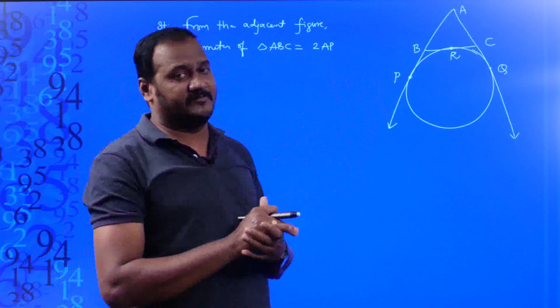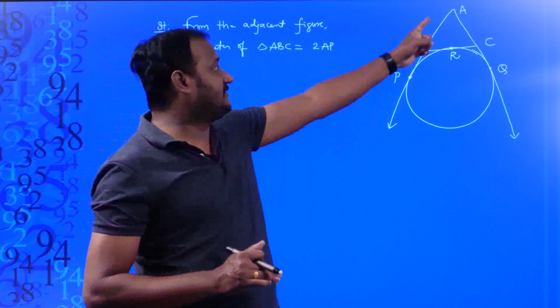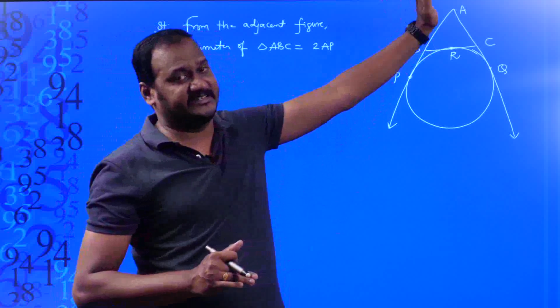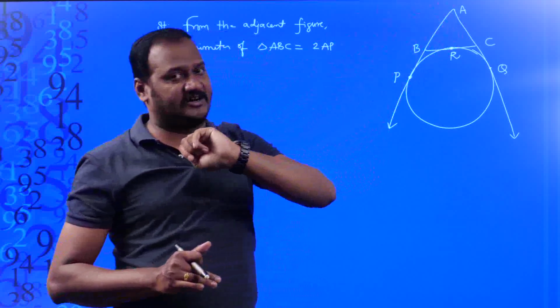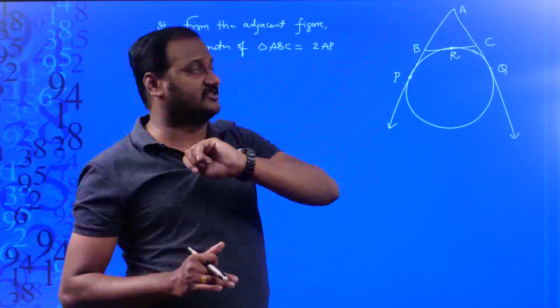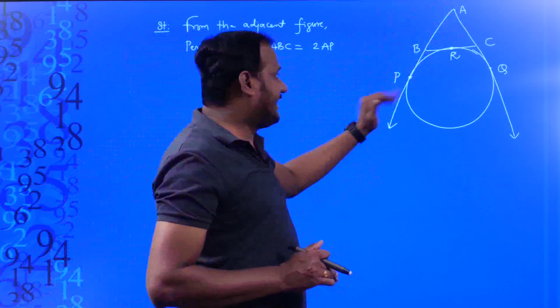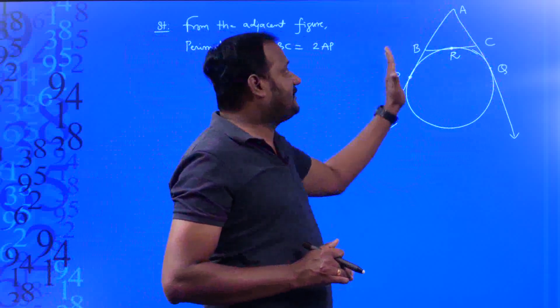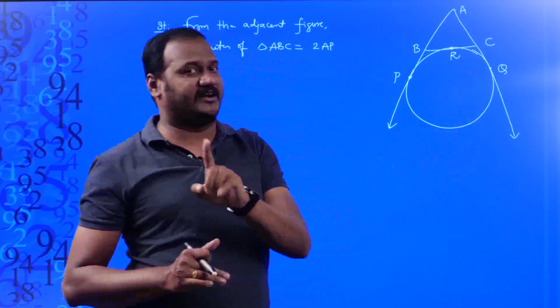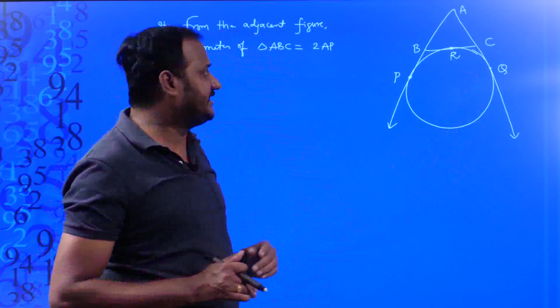So what are the external points? Let us try to identify. First of all, A is the point which is exterior to the circle. So from that point A, there are 2 tangents drawn to the circle. What are those 2 tangents drawn? AP is one tangent, AQ is one more tangent. So tangents AP and AQ both are equal according to the property. So that is the first thing we identified.